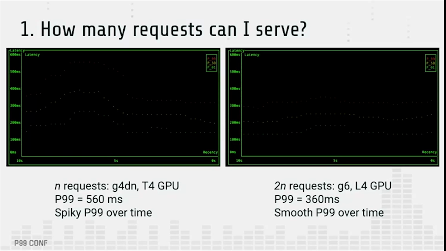However, when you compare that to the G6 on the right, I'm serving 2n requests on this instance. So double the level of traffic, but it's a more powerful instance. So double the traffic on this better instance is actually yielding a P99 of 360 milliseconds. And there's a smooth P99 over time, showing that this instance isn't being pushed to its limit.